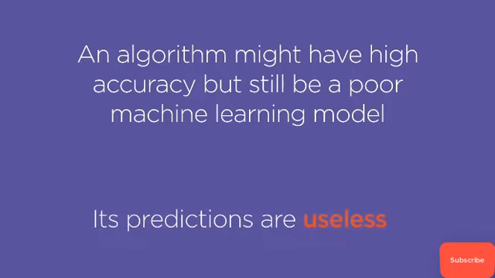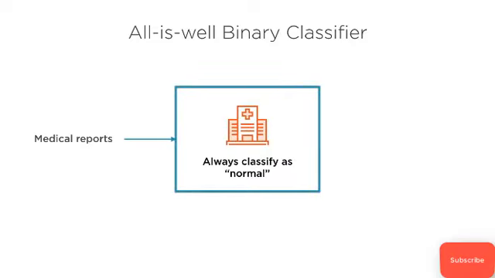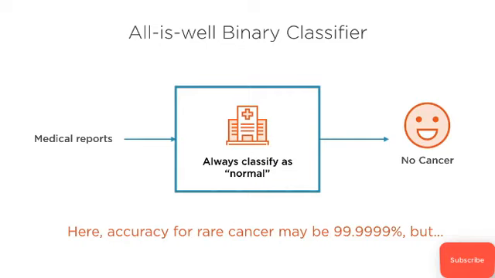An algorithm might have a high accuracy but still be a poor machine learning model, and its predictions might be useless. Based on what your ML model is trying to classify, accuracy may not be a good metric. Consider this all-is-well binary classifier where you feed in medical reports to this classification model, and it always believes that all is well. It always classifies the medical reports as normal, the person has no cancer. Now, for a rare cancer, which occurs only in a very few individuals, the accuracy of this model might be very high, might be 99.999%. But really, is this a useful model?